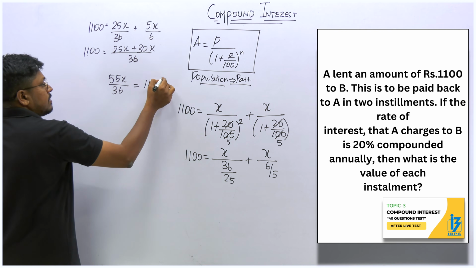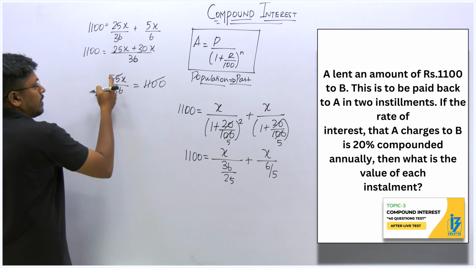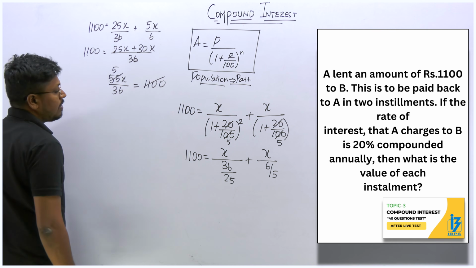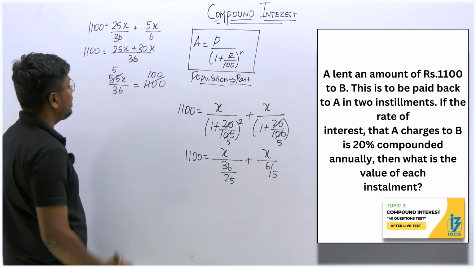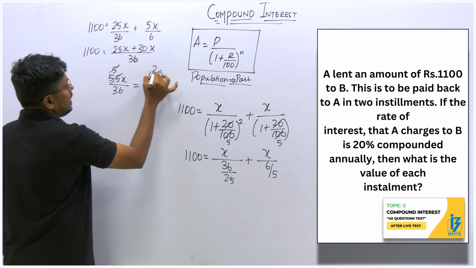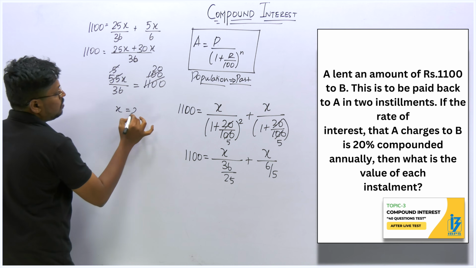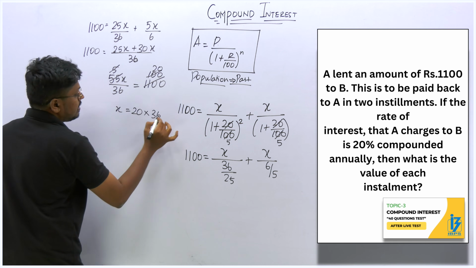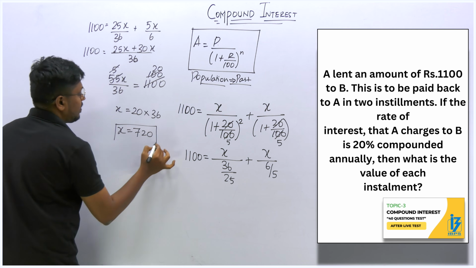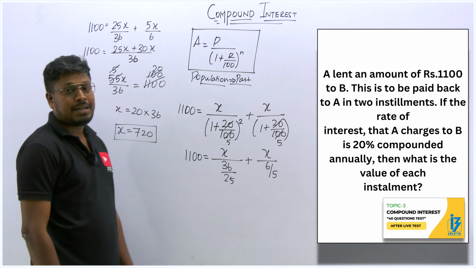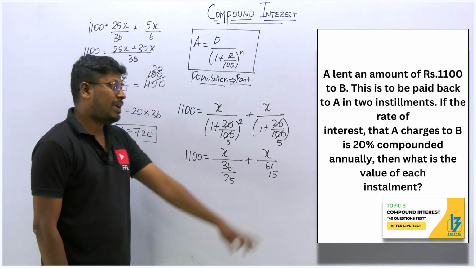So we can cancel this by 11. When you cancel this by 11, this will be 5. When you cancel this by 11, this will be 100. Similarly, we can cancel this by 20 times. So x is equal to 20 into 36. So x is equal to 720. So 720 will be the installment that he has to pay in the two installments.